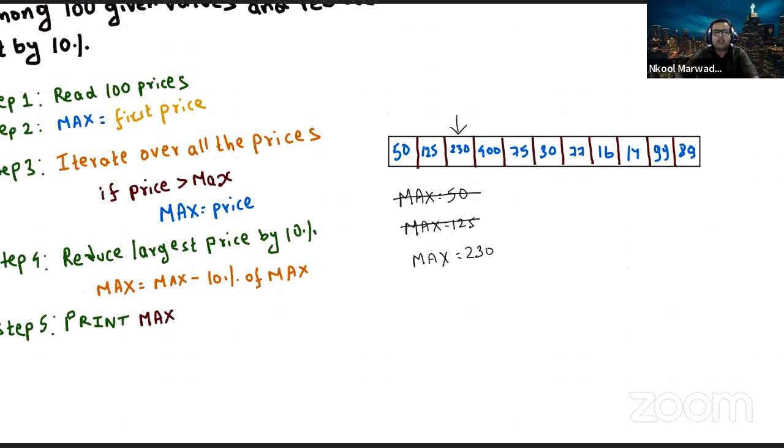Then once again, I will check. I will go to the next element. 400. Oh, 400 is so large as compared to 230. So max has to get updated, because if the current price is better than the max, max will be updated with the current price. So in no way can max be 230. Max has to be 400.